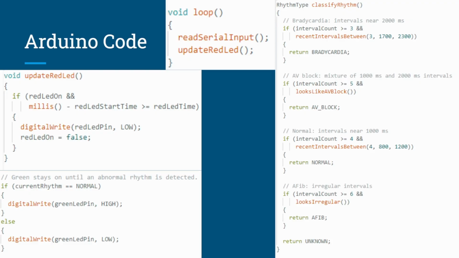I have my AV block function, which evaluates the interval between beats to see if it's steady like a normal pulse, and then looks like AV block, which is a boolean that evaluates whether there are any missing beats. My normal one evaluates the interval between beats and makes sure it's consistent, and that will then return normal. For AFib, I again check the interval of the beats, but I also have this looks irregular boolean, which checks to see if the spacing between pulses is completely uneven and chaotic, which matches regular AFib.